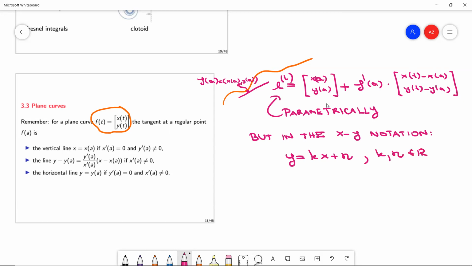When we know one point on the tangent and its slope, it's more convenient to express it this way: y minus y of a is equal to the slope times x minus xa. That means the point xa, ya really satisfies this equation, so it lies on this line, and it only remains to determine its slope. For the slope, we know that it's the rate of change of y with respect to the rate of change of x.